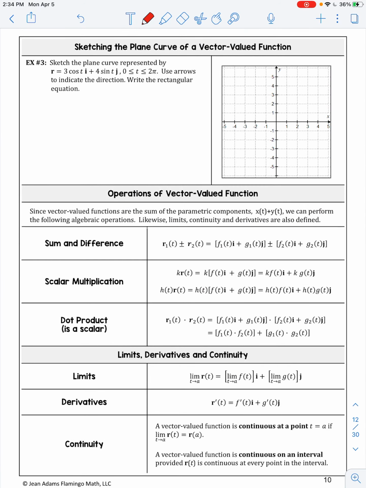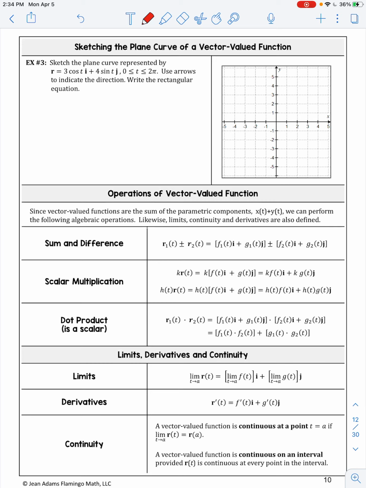Next page. Example number 3: sketch the plane curve represented by r equals 3 cosine t i plus 4 sine t j from t equals 0 to 2 pi. Use arrows to indicate the direction and write the rectangular equation.